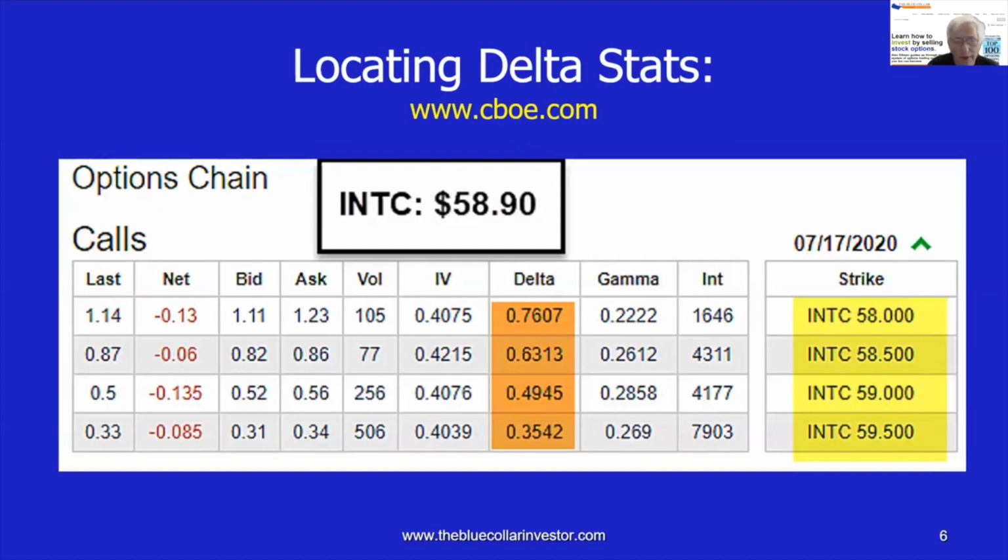So if we were looking at delta stats on Intel, trading at 58.90 at the time that I checked an options chain on that, we would see the 58 and 58.50 in the money strikes, 58.50 very slightly in the money, and then we look at the 59 and 59.50 out of the money strikes. So the deeper in the money we go, we would expect to see higher deltas. So the 58, for example, showed a delta of 76. The also in the money 58.50 strike showed a delta of 63. Now the out of the money strikes, we would expect to see lower deltas. And the 59 had a delta of 49. It's very close to at the money. But the 59.50, deeper out of the money strike, had a lower delta of 35.